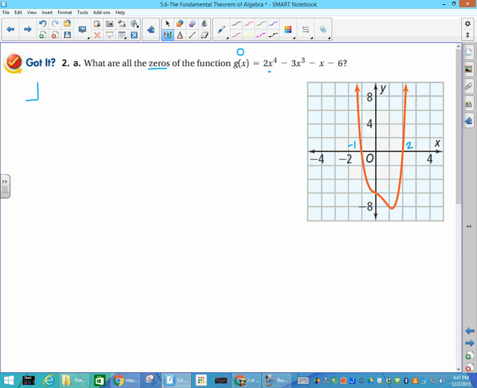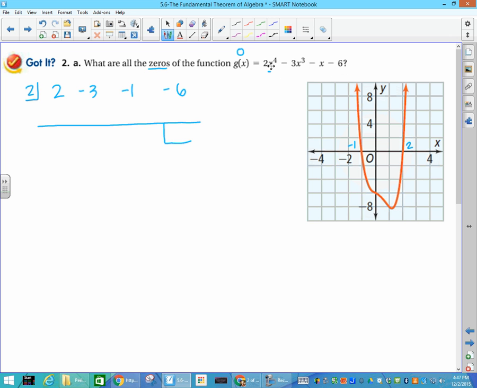Let's go synthetic division with 2. Gives me 2, negative 3, negative 1, and negative 6. And I'm hoping I'm going to get 0, but I'm going to leave it because I'm not sure. It could be just a little bit off.